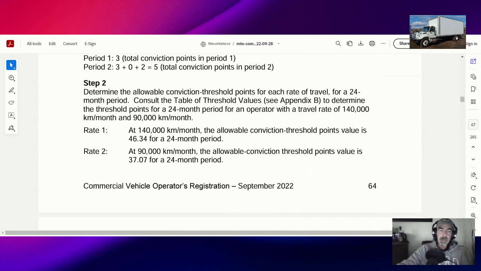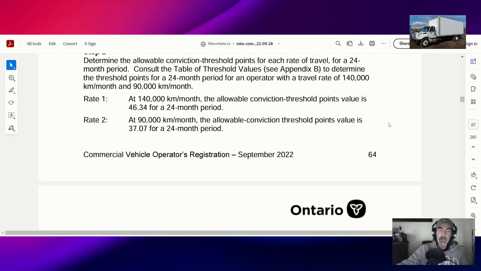Step 2, determine the allowable conviction threshold points for each rate of travel for a 24-month period. Consult the table of threshold values, see Appendix B, to determine the threshold points for a 24-month period for an operator with a travel rate of 140,000 kilometers per month and 90,000 kilometers per month. Rate 1, at 140,000 kilometers per month, the allowable conviction threshold point value is 46.34 for a 24-month period. Rate 2, at 90,000 kilometers per month, the allowable conviction threshold points is 37.07 for a 24-month period.